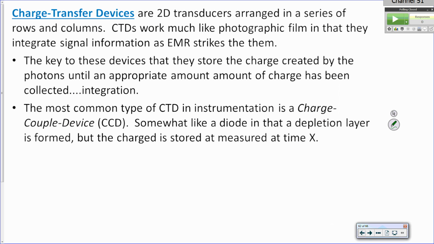All right, so where we are today, we've changed our technology even more. And you're very familiar with these, even if you don't know you are. Charge transfer devices are now detectors that use two-dimensional arrays, a series of columns and rows. So transfer devices work much like photographic film in a way that they integrate signal as a function of time.